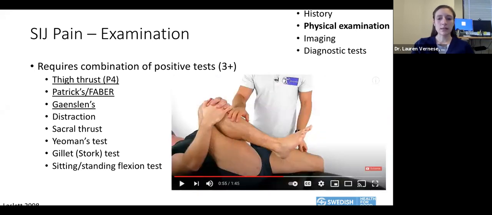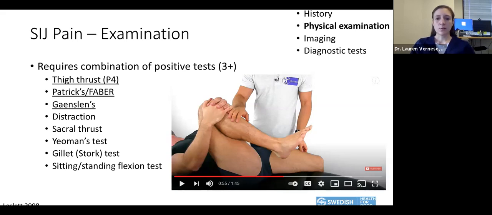Next is going to be Gaenslen's test. So this is another test performed supine. The patient is towards the edge of the table with the symptomatic side leg hanging off the table. The examiner places the asymptomatic hip into flexion. The patient then holds on to that, while the examiner then brings the symptomatic side into more extension. Reproduction of pain in the buttock is going to be considered a positive test.